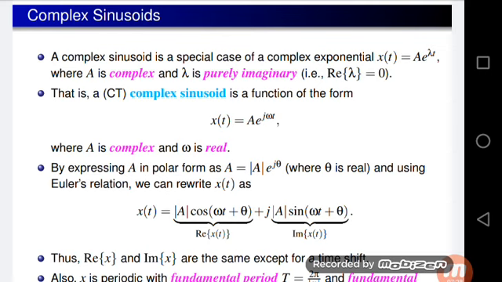By expressing A in polar form as A equal to mod A e power j theta, where theta is real, and using Euler's relation, we can rewrite x of t as mod A cos omega t plus theta, plus the imaginary term j mod A sin omega t plus theta. Here the first is the real term of x of t and the second is the imaginary term.